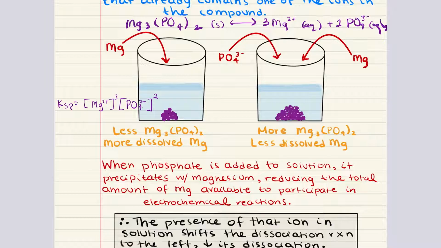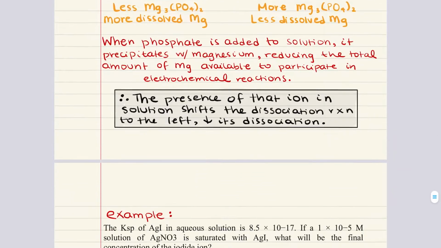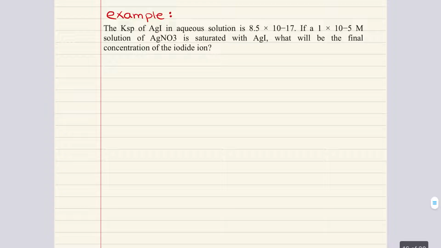Now, the common ion effect is really important in various chemical applications, like in precipitation reactions. It helps predict the formation of precipitates when mixing solutions. It's also important in buffer solutions. It explains the stabilization of pH in buffer solutions where a weak acid or base and its salt are present. And it's also important in analytical chemistry. It's used in techniques to control ion concentrations and manipulate solubility during titrations and other analytical procedures. Now keep this in mind, and let's go ahead and tackle an example problem together.